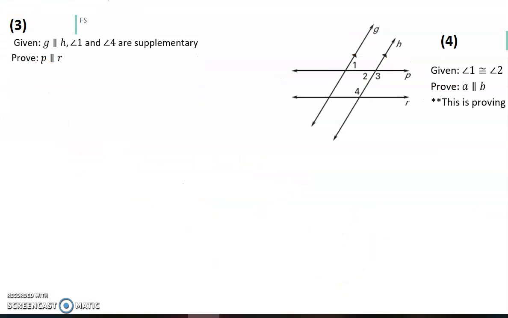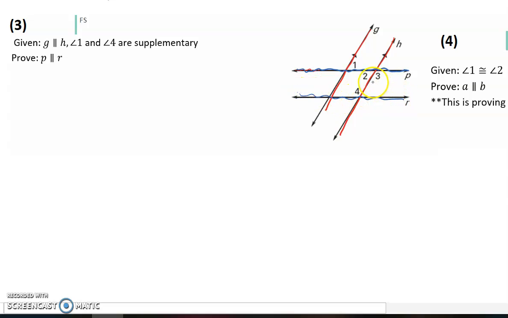All right, let's look at this one. G is parallel to H. That tells me this is a transversal. I'll do a different color. This is a transversal. So I know that 1 is congruent to 2. I know that 2 and 3 are a linear pair. That has nothing to do with parallel lines, but I can tell they're a linear pair if I need them. I might, given that I know 1 and 4 are supplementary, and that I'm trying to prove P parallel to Q.